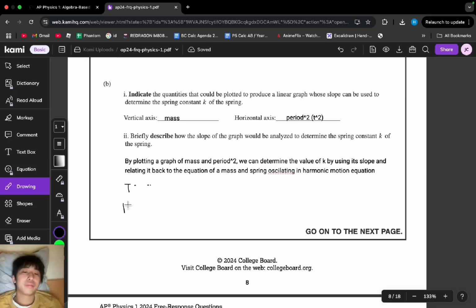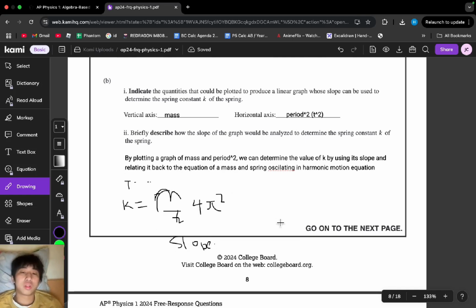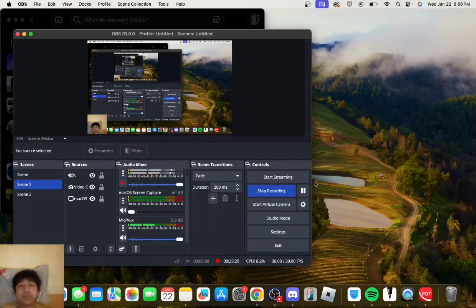And then you write k equals m over T squared times 4 pi squared. And then we just write that this is the slope. We just write down here, slope times 4 pi squared, whatever. That's all for that one.